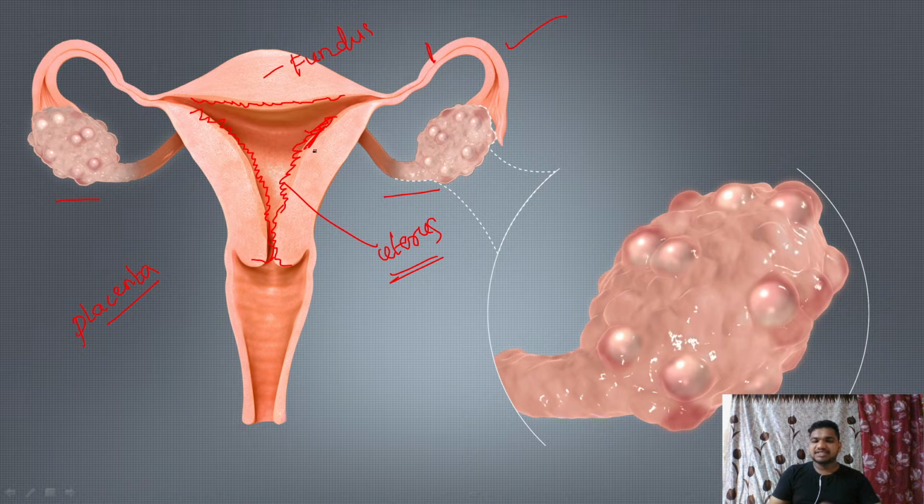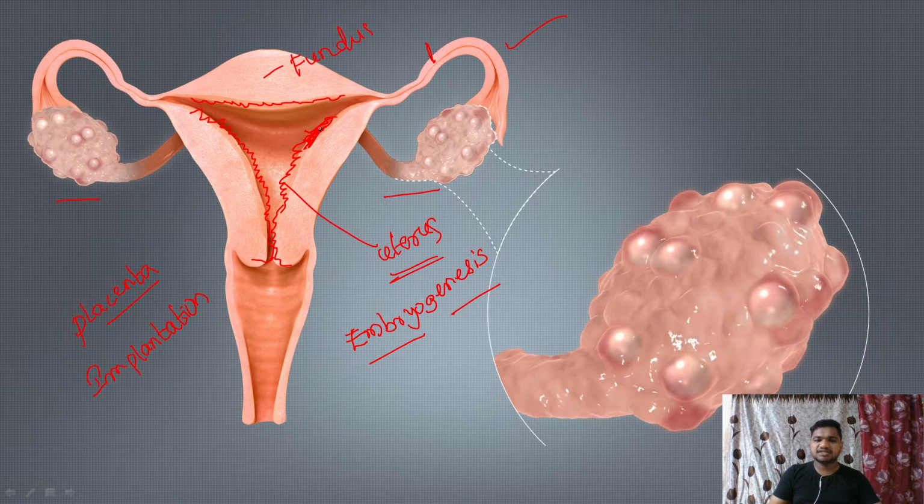The process is called implantation. Implantation is a process after fertilization: the zygote, after 5 to 6 days, comes and sticks on the uterus. Then the development of the embryo takes place in the uterus. The process by which the embryo develops from day 1 to 9 months is called embryogenesis. About embryogenesis, I will take one more lecture.